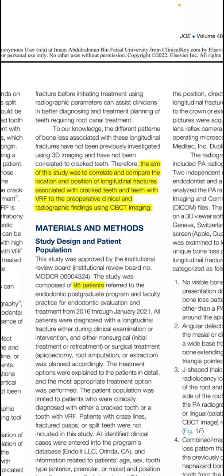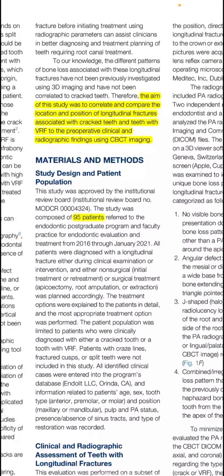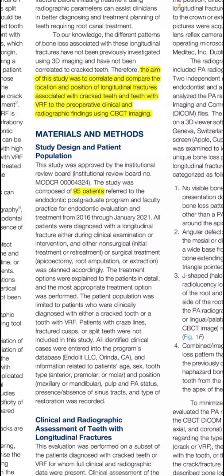They included 95 patients who were clinically diagnosed with either a cracked tooth or a tooth with vertical root fracture. Patients with crazed lines, fractured cusps, or split teeth were not included in the study. Information related to patients' age, sex, tooth type, anterior, premolar or molar, and position, pulp and periapical status, presence or absence of sinus tracts, and the type of restoration was recorded.